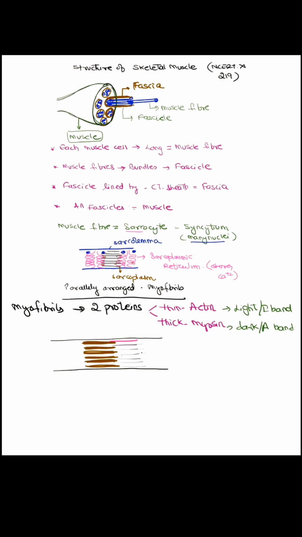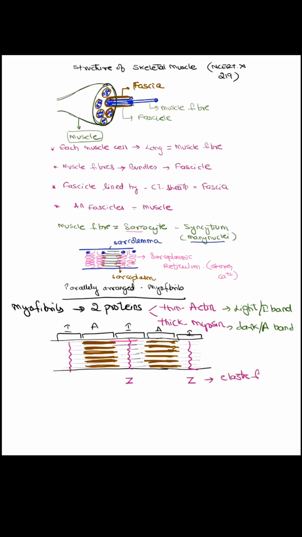As you can see in the diagram, the thick filaments are myosin, and on the sides you can see the thin filament actin, the part overlapping on the myosin at the sides. So the dark band and light band, A and I, alternate with each other. At the center of the I band, there is an elastic fiber, a zigzag line called the Z line. Similarly, at the center of the A band, there is a fibrous sheath called the M line.